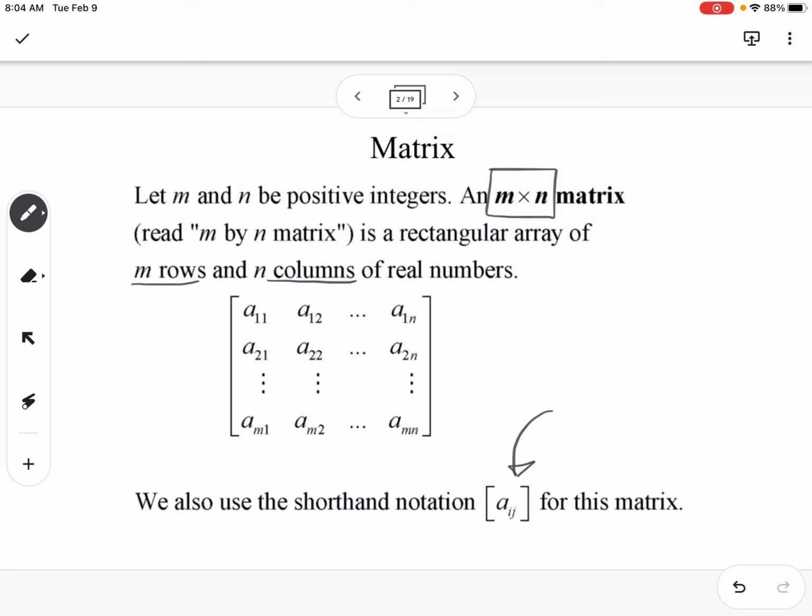You'll notice here, this is a_1,1, so row 1, column 1. This would be a_1,2, our term for row 1, column 2. So that's not a 12. That 1 represents the row and the 2 represents the column.